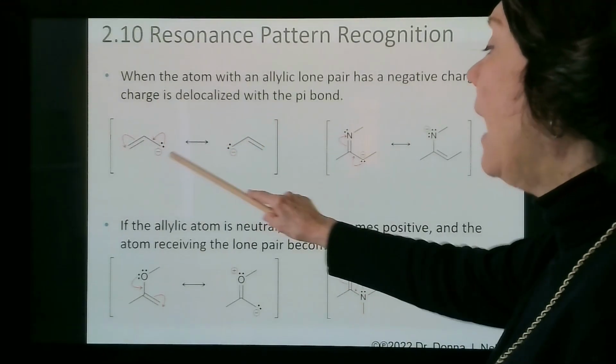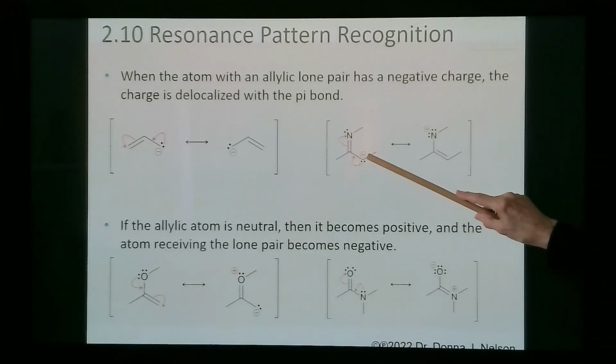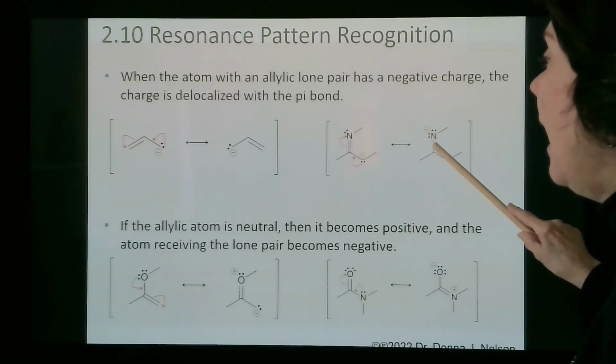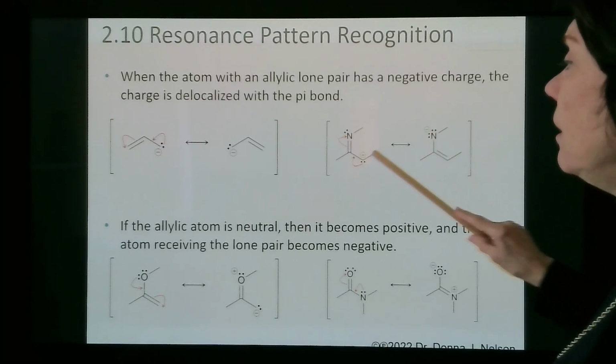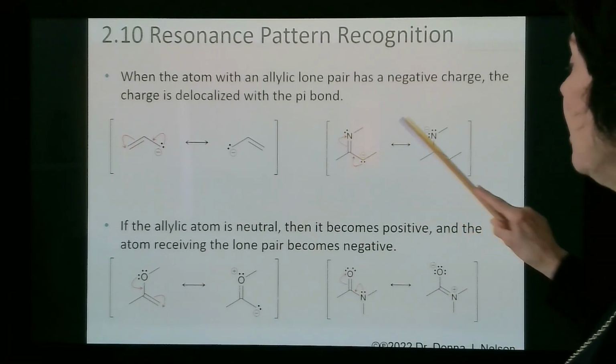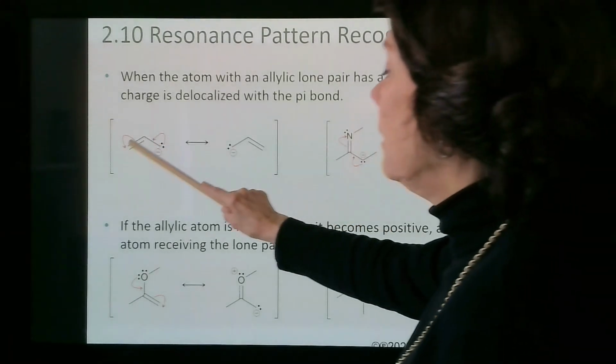This is the allyl anion. Now we have lone pair, pi bond, and so this is an allyl anion. So here the negative charge is delocalized. Here, the negative charge is delocalized over carbon and nitrogen. Here, it's delocalized over carbon and carbon.